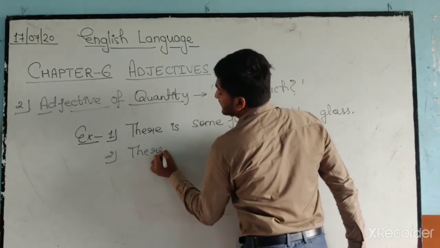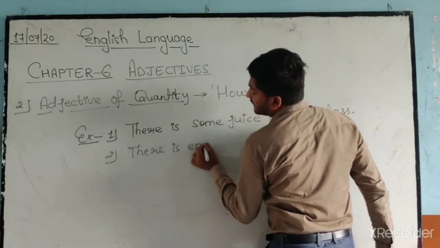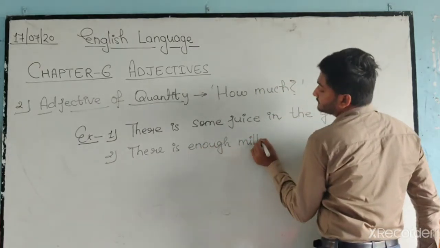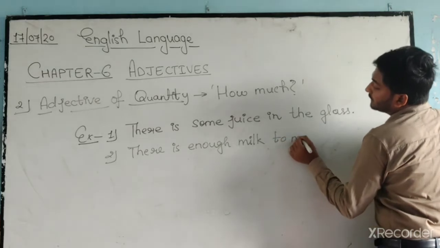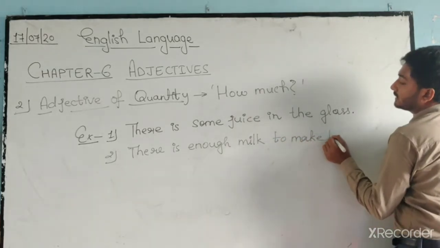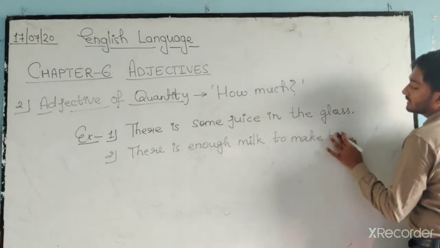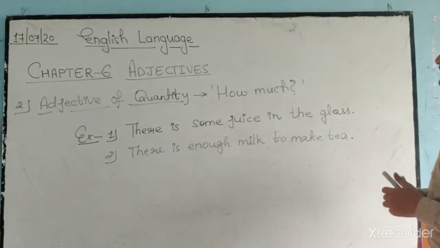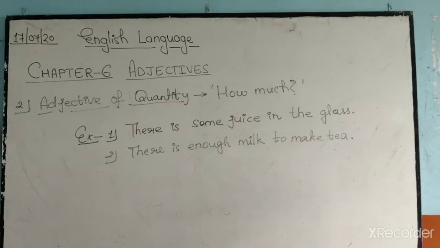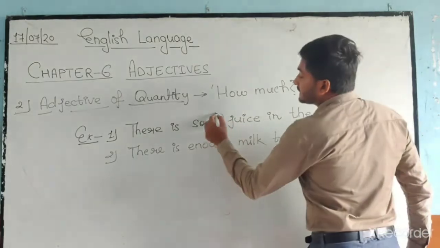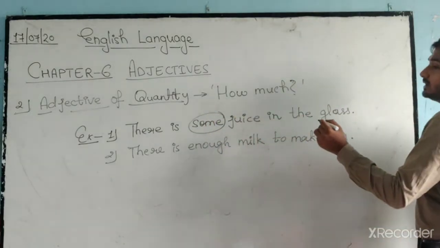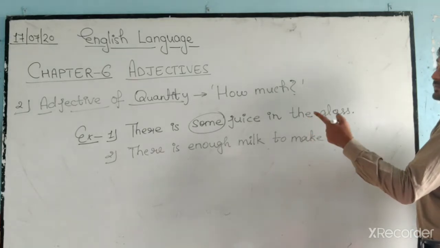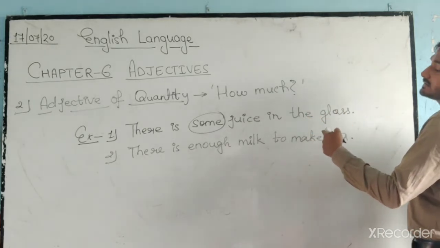There is enough milk to make tea. There is enough milk to make tea. How much juice is left in the glass? There is some juice in the glass. That means some is an adjective of quantity in this sentence.